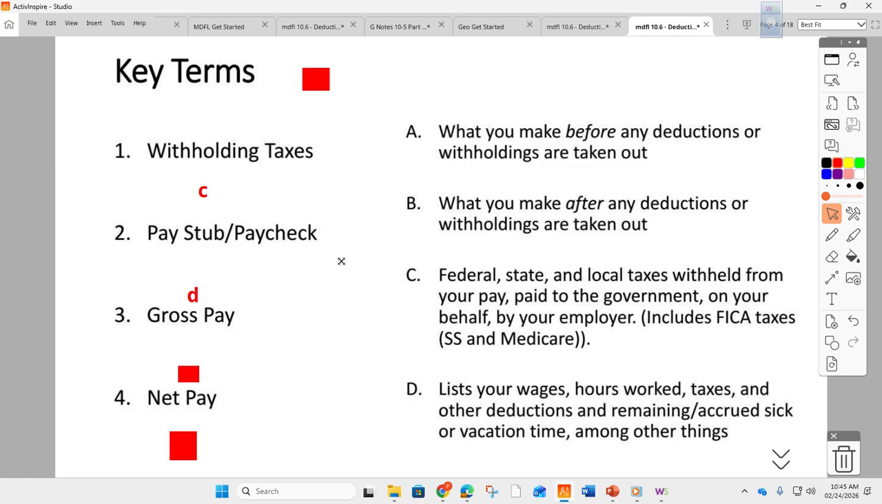3 is A. That's what you make before any deductions or withholdings are taken out. And then that leaves us with net, which is your gross pay minus your deductions, or what you make after any deductions or withholdings are taken out. We usually call that your take-home pay.